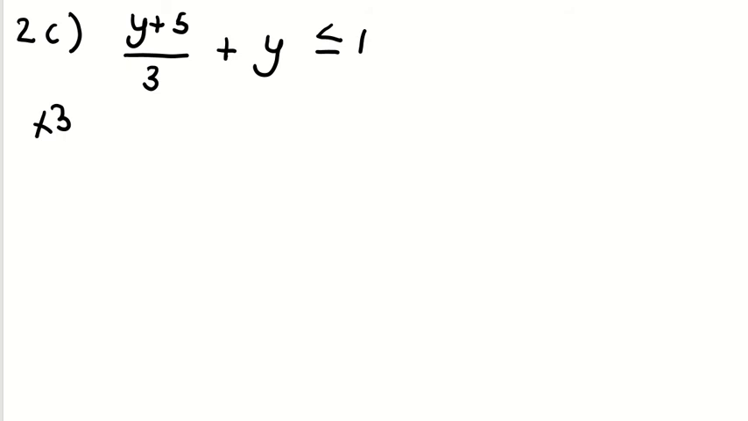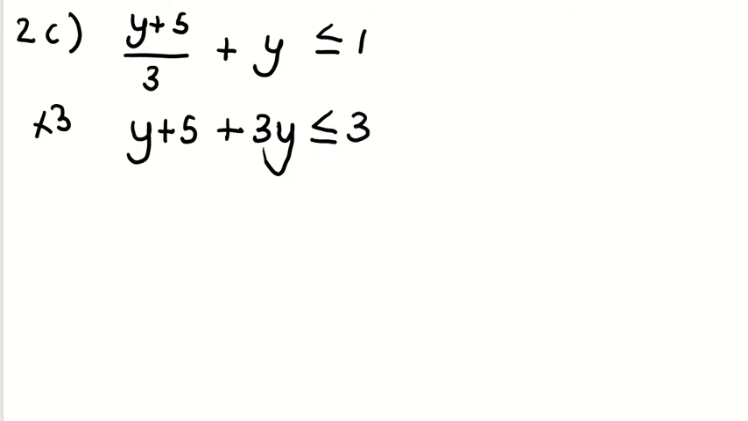So every term we have to multiply with 3. So as ek die eerste een maal met 3, gaan ek oor hê y plus 5. And then I have to multiply the y with 3 as well. So then it's going to be 3y smaller or equal to 3.